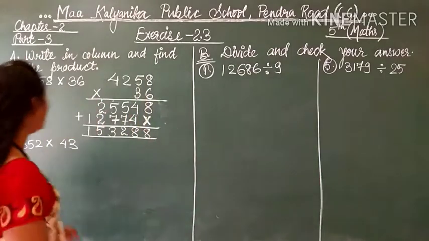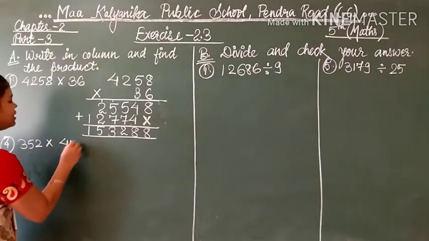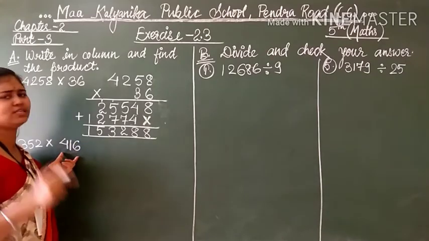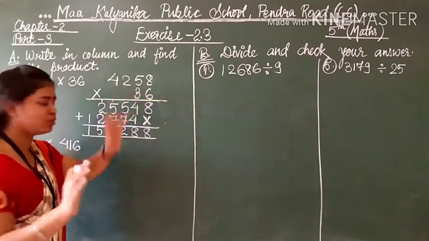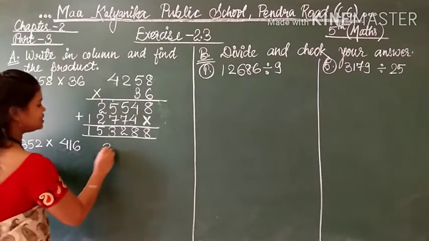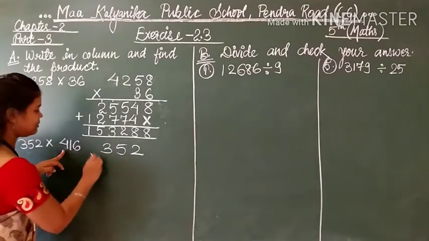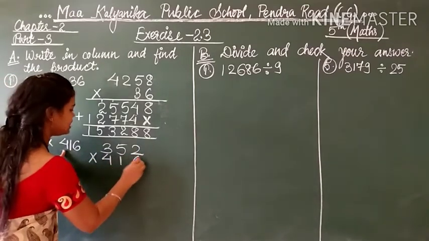In the same way, we have to multiply the next question, that is 352 multiplied by 43. So 352 multiplied by, I am writing another question, that is 416, because 43 is only 2 digits, that you have understood. Okay. So 416 is 3 digits now. So students, for this only one more thing you have to do. See here, multiplied by 416.